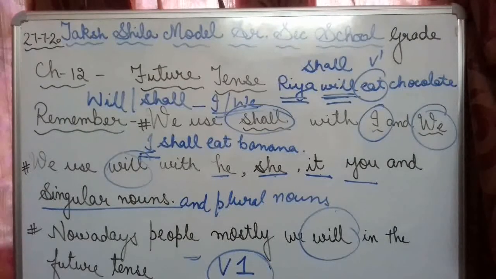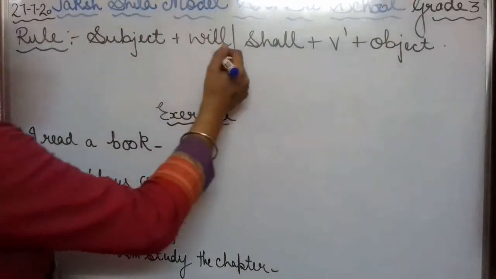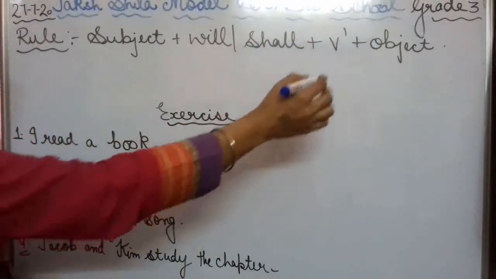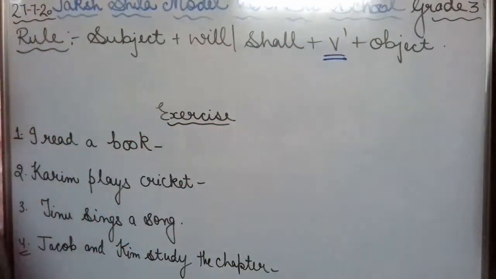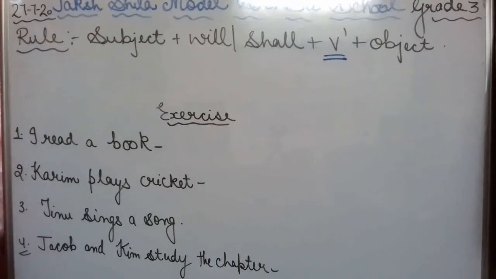Okay. Now let's do an exercise to make it more clear. Okay students, first of all you should know how to frame the sentence. First is subject, then we use will or shall, then the first form of verb, means root verb. जो भी आपको first root verb होती है, that is the first form of verb, then object. This is the rule to make a future tense sentence, right?